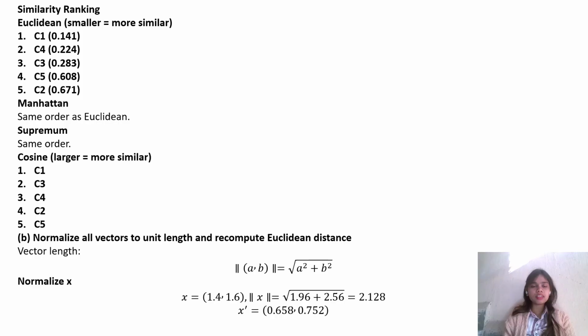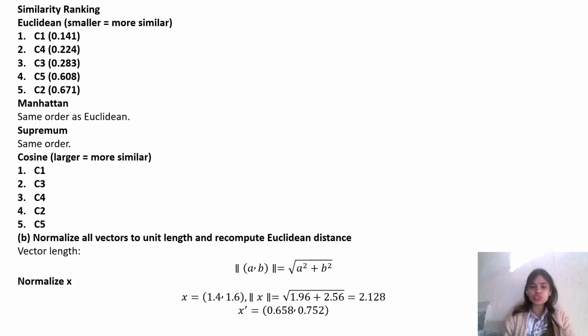Similarity ranking. For distance, smaller equals more similar: C1 0.141, C4 0.224, C3 0.282, C5 0.608, C2 0.671. Manhattan and supremum give the same order. For cosine, larger equals more similar. First is C1, second C3, third C4, fourth C2, fifth C5.